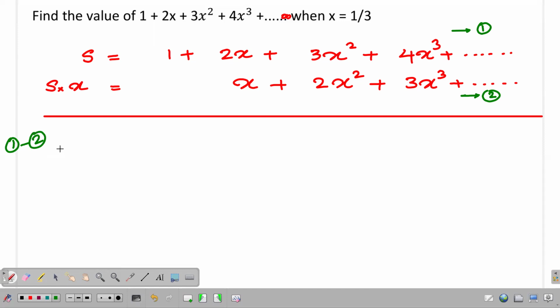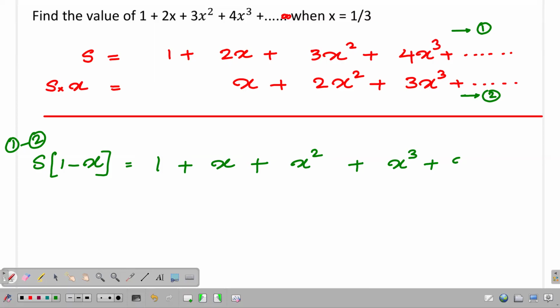You have s minus s times x, so I can take that s outside. 1 minus x I have. That is equal to, please observe closely, this 1 will be retained as 1 plus, see this 2x minus x. What is 2x minus x? It is x plus, we have 3x square minus 2x square. That is x square plus 4x cube minus 3x cube. That is equal to x cube.